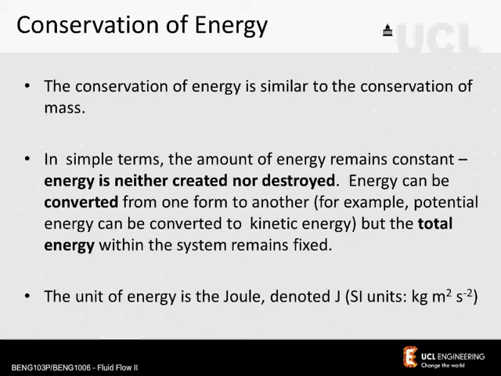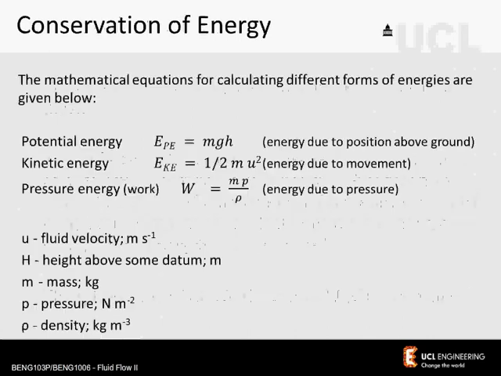The unit of energy, as you'll hopefully remember, is a joule, denoted by a capital J, and its SI base units are kilograms meter squared per second squared. The mathematical equations for calculating the different forms of energy that we're interested in are given on the slide. You have potential energy, EPE, which is equal to the mass multiplied by the acceleration due to gravity g multiplied by height, and that is the energy due to the position above the ground. You also have kinetic energy, EKE, which is equal to a half mass multiplied by velocity squared, and that's the energy due to the movement of the fluid.